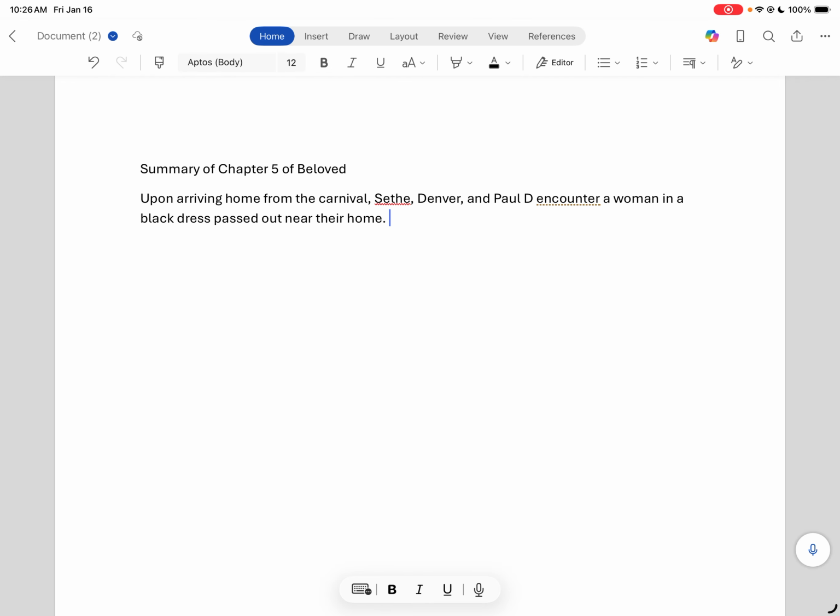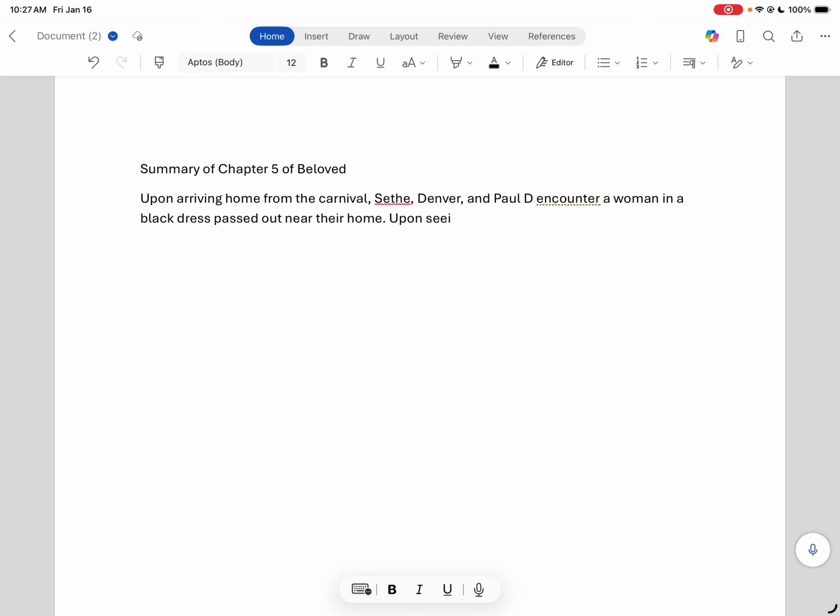When they're walking home from the carnival, remember this is right after they go with like $2 to the carnival, and they have a really great time. It's right after Sethe has noted that their shadows look as if they're holding hands on the pavement, kind of indicating a normal life could be possible for Sethe, Paul D, and Denver. But as they come back, they encounter this strange woman in a black dress passed out near their home.